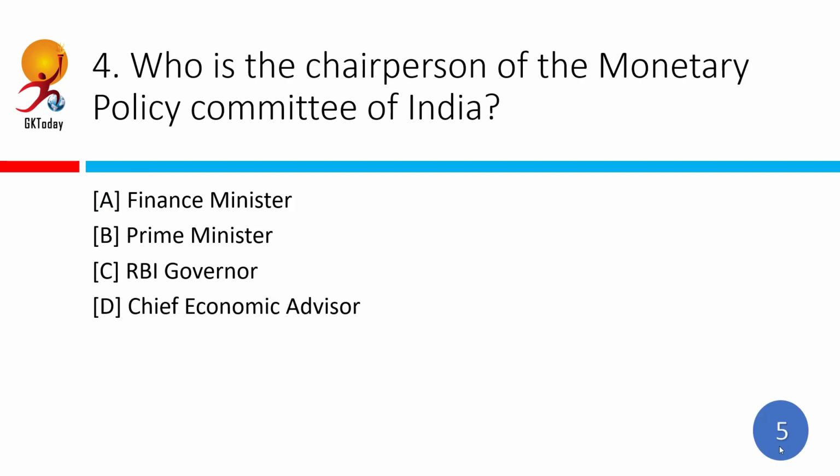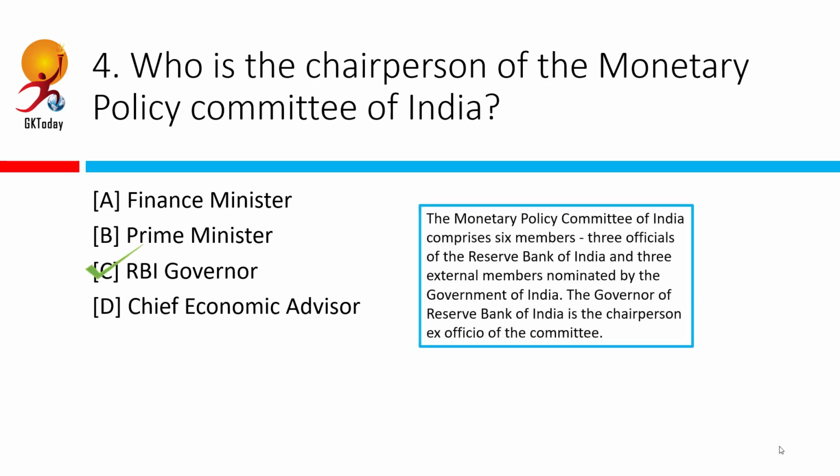Who is the chairperson of the Monetary Policy Committee of India? Correct answer is the RBI governor. The Monetary Policy Committee of India has 6 members, 3 officials of the Reserve Bank of India and 3 external members nominated by the Government of India. And the governor of the RBI is the chairperson ex officio of the committee.